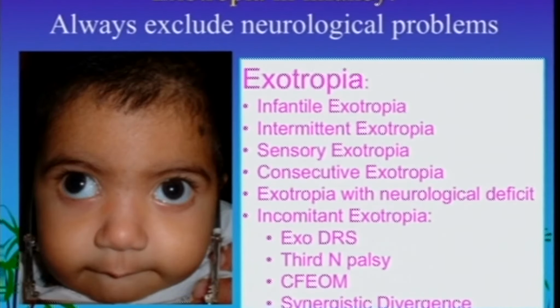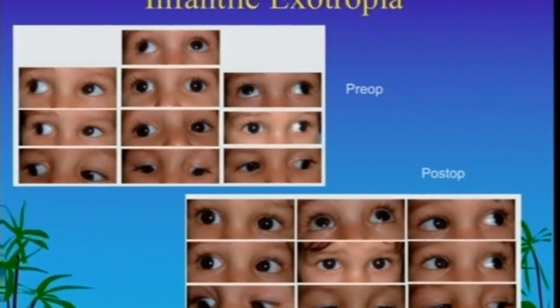Exotropias may present in the form of infantile exotropia or as intermittent exotropia, which is by far the most common presentation in exotropias. Then there can be sensory exotropias because of poor vision in one of the eyes. There can be consecutive exotropias after earlier surgery for esotropia. Exotropia with neurological deficit, as I said earlier. Then there can be concomitant varieties of exotropias in the form of exo-DRS, in third nerve palsies, congenital fibrosis of extraocular muscles, and synergistic divergence. The infantile exotropia, which is constant, just like the infantile esotropia, remember it's usually an alternating type. It has a moderate to large angle, and there is usually no binocular potential.